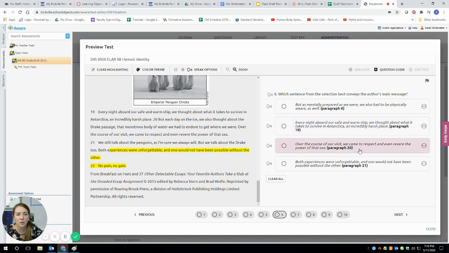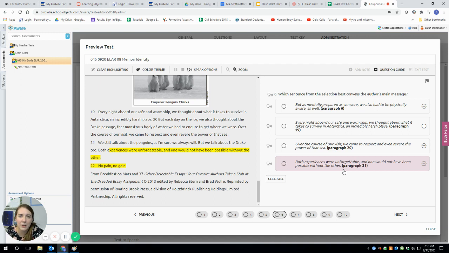Over the course of our visit, we came to respect and even revere the power of the sea. That is also a brilliant distractor answer. The problem is they came to respect and revere something else too, and that was the penguins. So the author's main message isn't about respecting the sea. It's about respecting both of those experiences. And here it is. Both experiences were unforgettable, and one would not have been possible without the other. So D is our best answer.